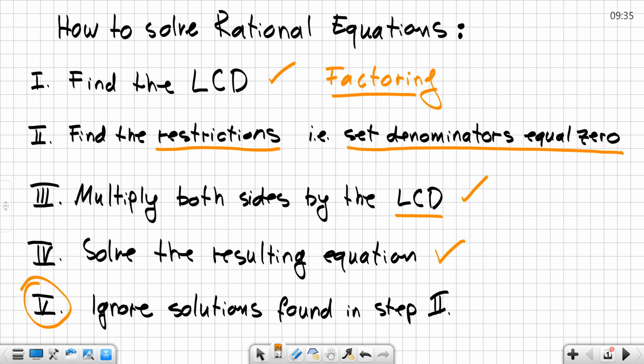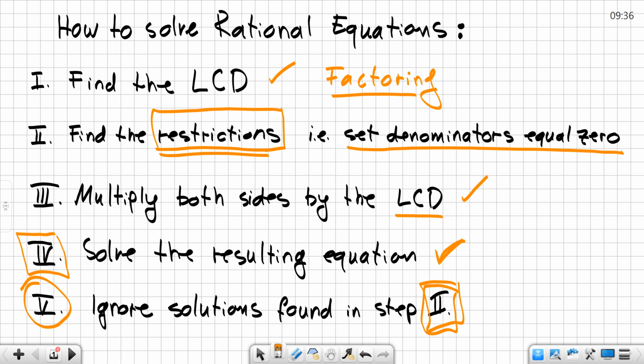We have to ignore all solutions that were found in step 2, in other words, that were restrictions. So it could possibly happen that you find 2 solutions in step 4, but only one of them is going to be good because one of them was a restriction. Or, worst case scenario, all of the solutions that you find in step 4 were restrictions, and that would mean then that the equation did not have any solutions whatsoever.